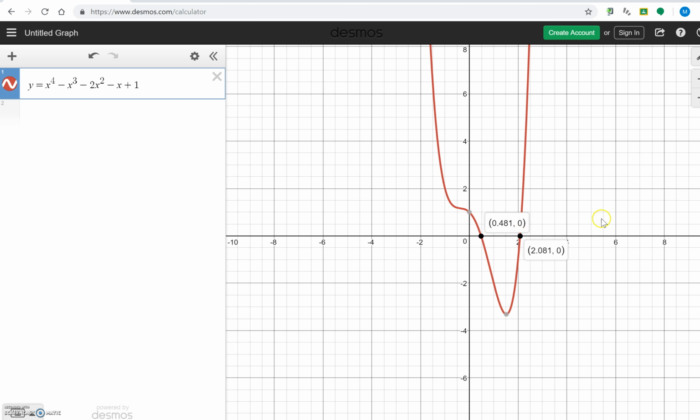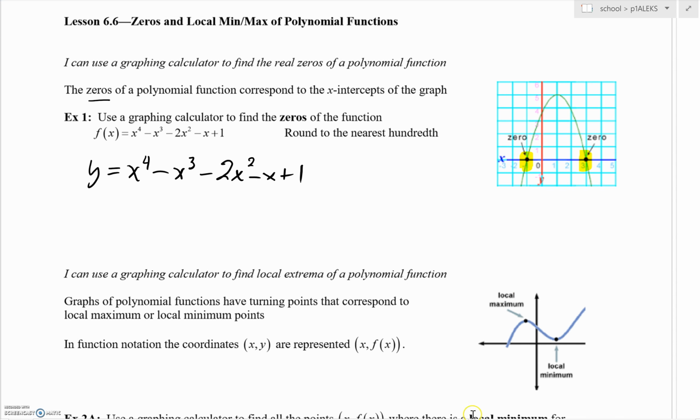You just have to click on the x-axis, and the zeros are 0.48 and 2.08. So all you have to do is go to Alex, and again, just pay attention to the amount of work that you're actually having to do here. This is kind of nice. All you have to do is really type in what these zeros are.